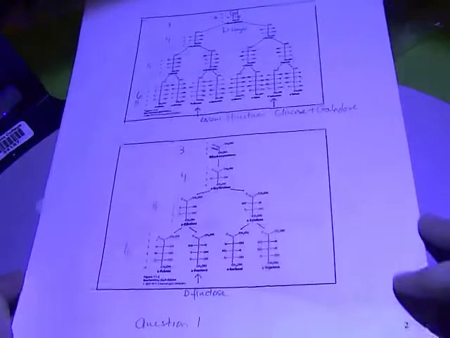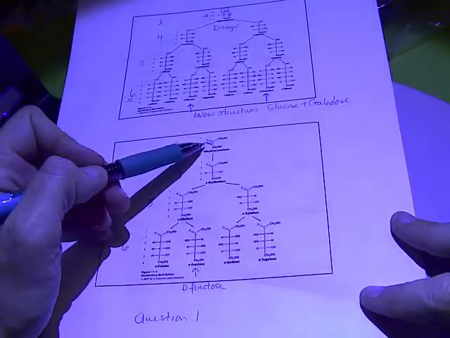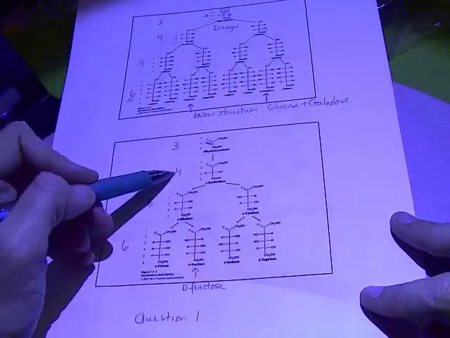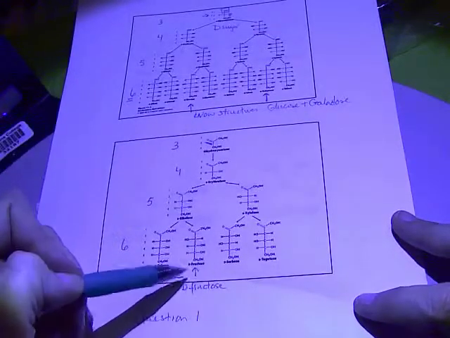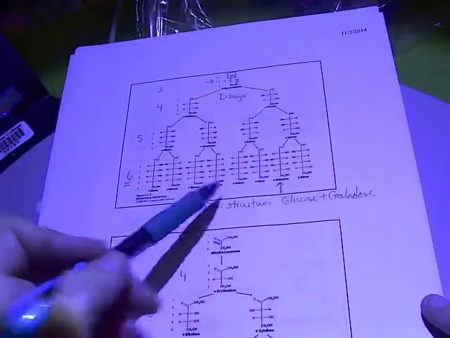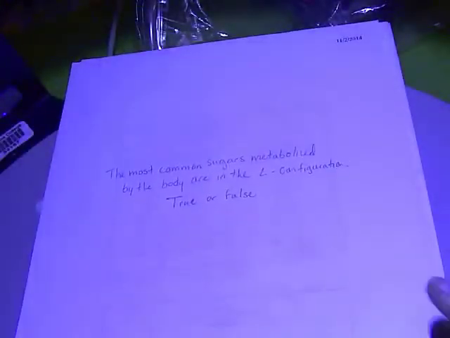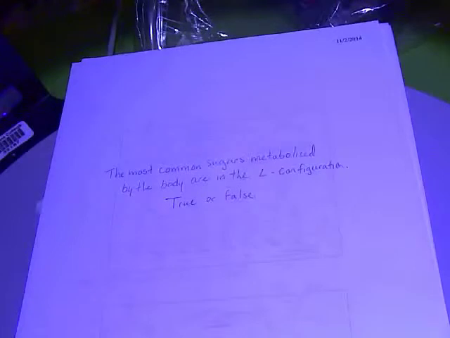Now we have our ketoses, right? And again, the base structure here is dihydroxyacetone, 3 carbons. Then we have 4, 5, and 6 carbons, and the most important one is D-fructose, okay? You need to know the structures of glucose, galactose, and fructose. All right, and the first extra credit question here is, the most common sugars metabolized by the body are in the L configuration. True or false?